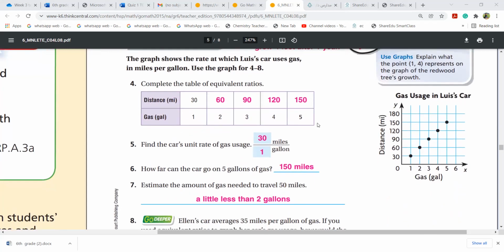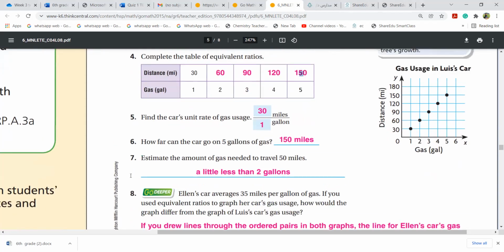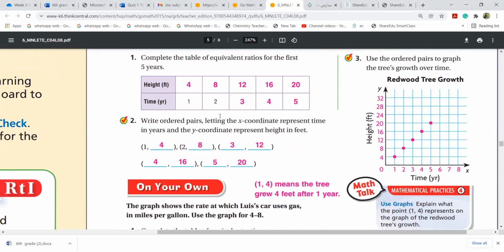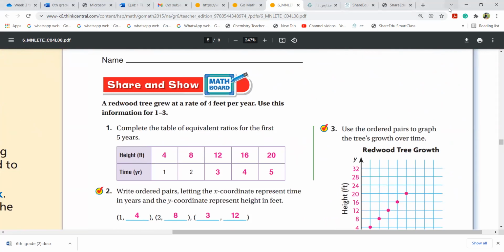Where did you finish? Did you put this? Did you write this 30 and 1 and 150 miles? They ask you for 5 gallons. For 5 gallons, how much is given here? 150. See here, for 5, how much? 150. Question 7, put a cross mark. Question 8, put a cross mark.